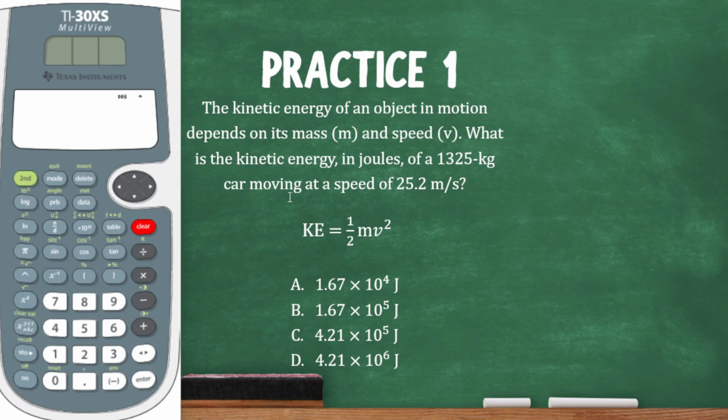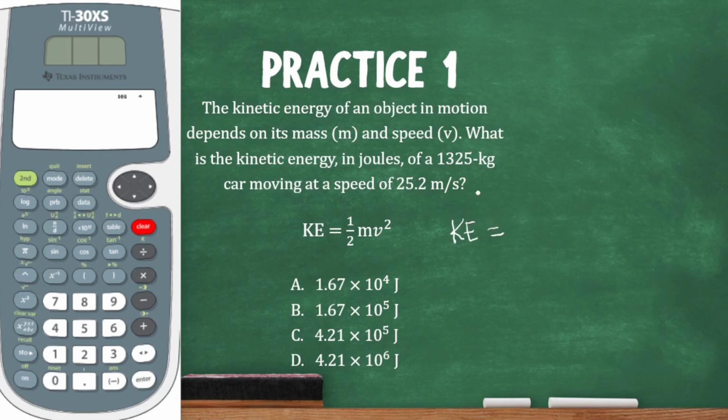So I've got to identify my givens. I've got 1325, and that's going to be my mass. Mass is often represented in grams or kilograms. And my speed is 25.2 meters per second. So let me go ahead and plug all of that into my formula.